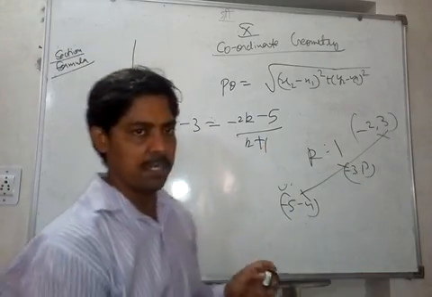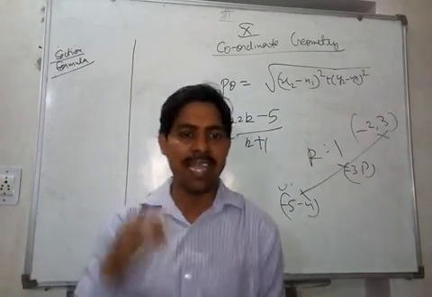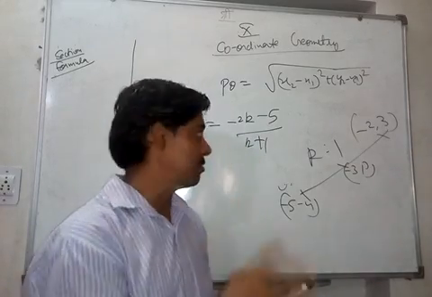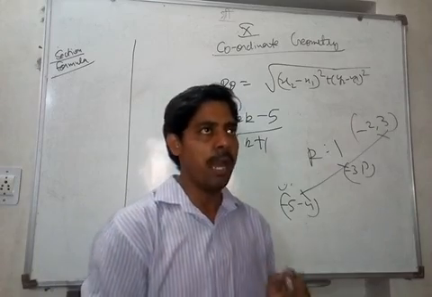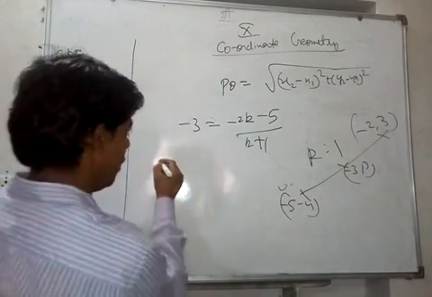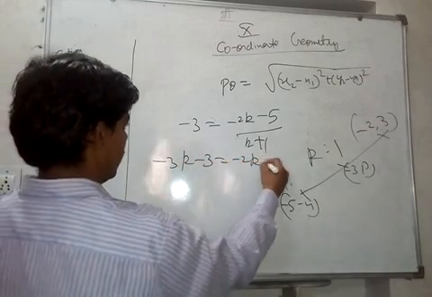Even if it is external division, you can sometimes use the same formula. If the value of k is negative, then it is external division. So even in internal or external, sometimes we use just one formula. I'll tell you what I'm talking about. Wait. So here we find the value of k: minus 3k minus 3 equals minus 2k minus 5.